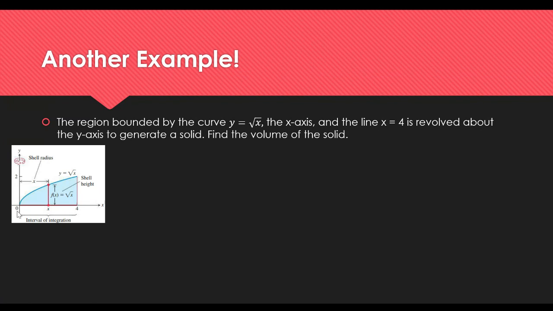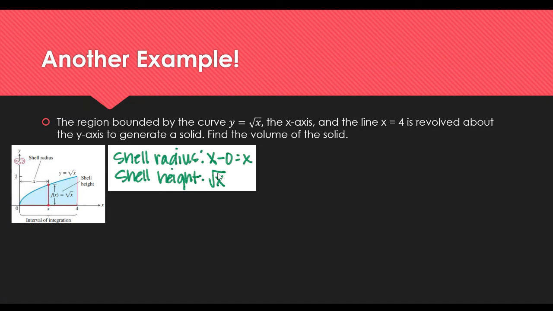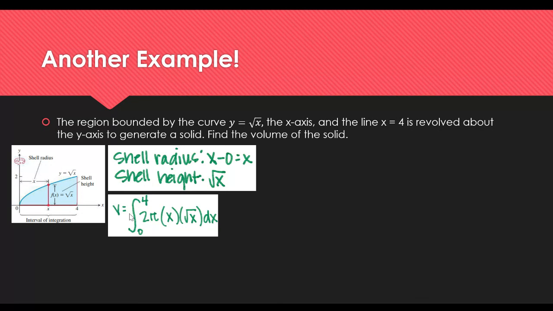So here's my graph. There's y equals the square root of x, and we stop it at the line x equals 4. We're revolving it around the y-axis, which is the line x equals 0. So when I think of my equation, my radius is just x, because that's how far I'm going out. My height is square root of x. So I do 2 pi times, since I'm just rotating around the y-axis, that's the line x equals 0, so x minus 0 is just x.